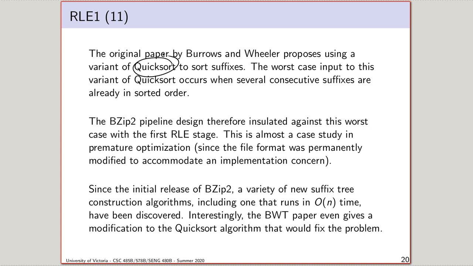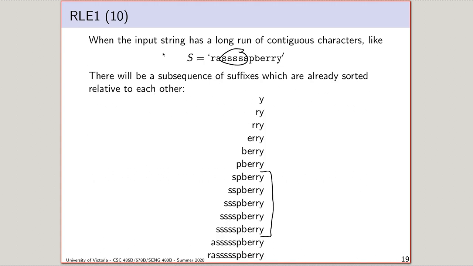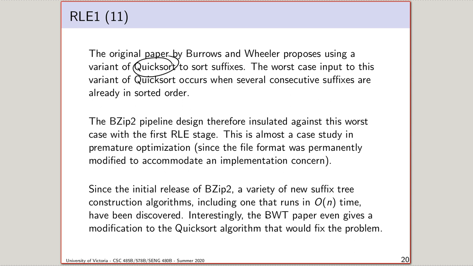Okay, so Seward's remedy to this was, we'll add some RLE to mitigate the damage, to make it so the maximum length of a run of consecutive already sorted things is, let's say, 4. So we add that RLE stage to collapse down these long runs so that quicksort doesn't misbehave. Man, is that a weird idea. This is premature optimization. Seward made a decision that permanently modified the BZip2 file format based on the performance of one implementation of an algorithm. The original BZip encoder and decoder used quicksort. That was slow, so the file format was changed to try and mitigate that.